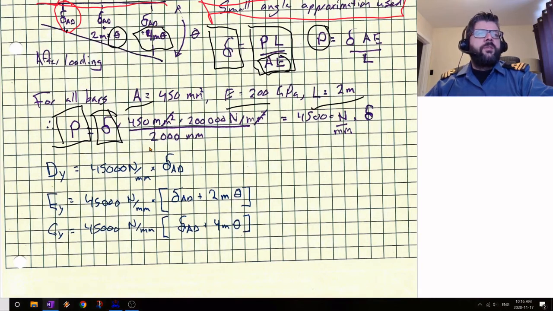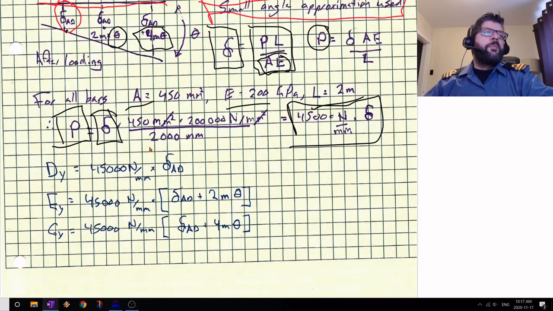So throwing in the 45 millimeters squared and the 200 gigapascal, again I translated that to 200,000 newtons per millimeter squared. A gigapascal is a 1,000 megapascals, so 200,000 megapascals. A megapascal is a newton per millimeter squared. And then, of course, L, I just changed to millimeters, so it's 2,000 millimeters. So all that works out to 45,000 newtons per millimeter times delta.